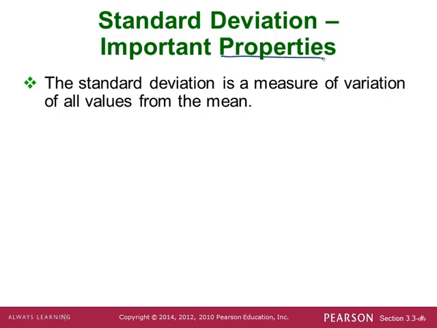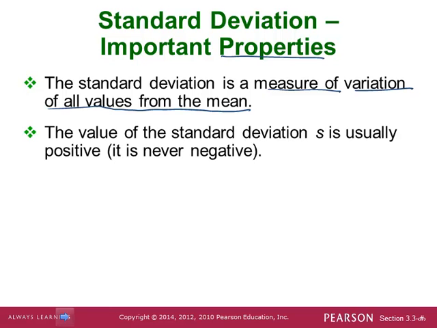So some important properties of the standard deviation. It's a measure of variation of all the values from the mean. So it's based on all the data values, and it's a single measure of variation for all the values relative to the mean. Now, you should never have zero or negative number for standard deviation. It's almost always going to be positive, never going to be negative, and only 0 if all of the numbers are exactly the same.